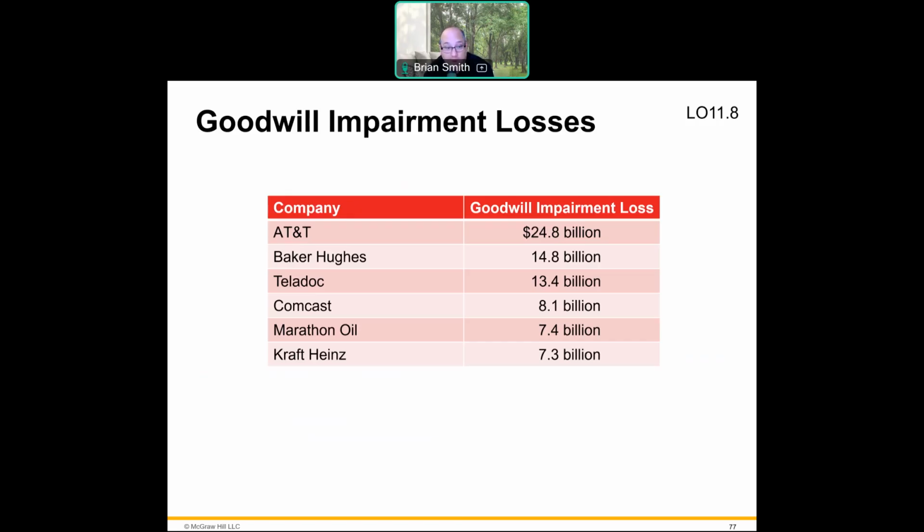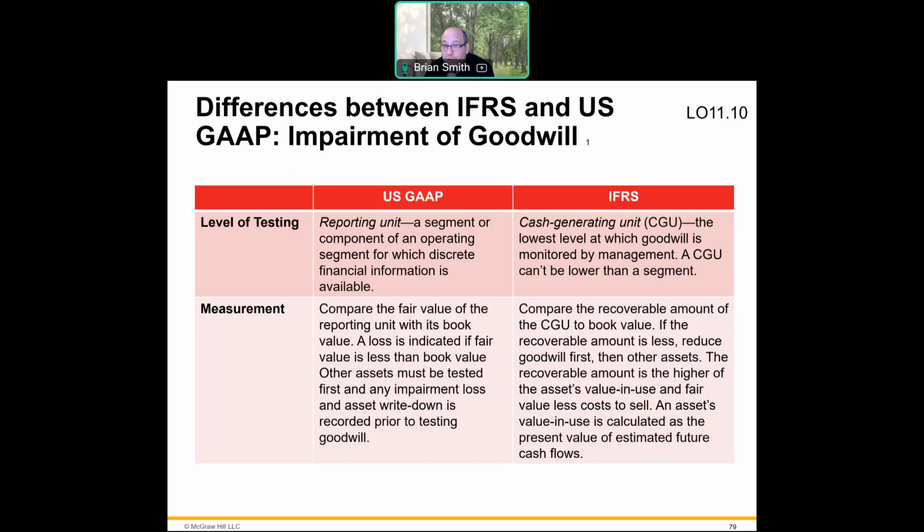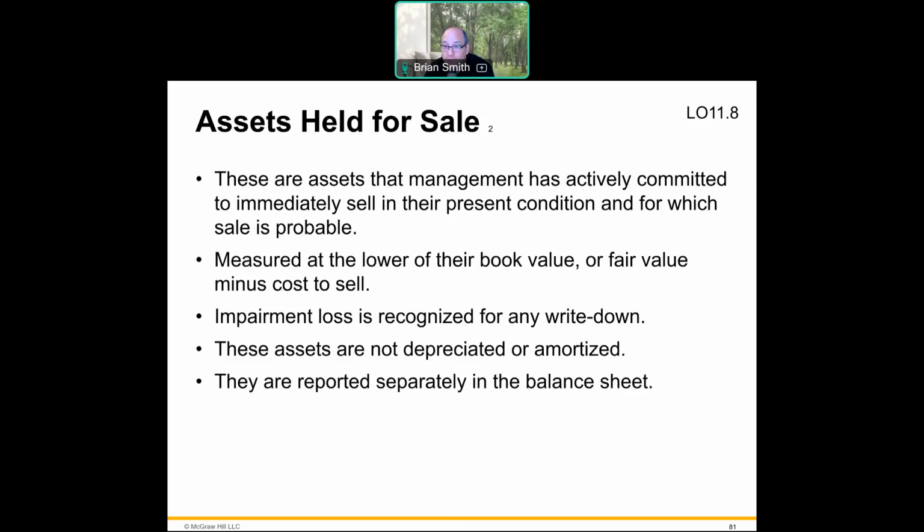Here's a historical amount of companies that had impairment losses of goodwill. Look at that, in the billions of dollars. Billions. AT&T used to be a behemoth, and now look, they're a blip. They're not that bad, but Comcast, crazy. Here's an example of your disclosure. Here is your IFRS if you really want to know.